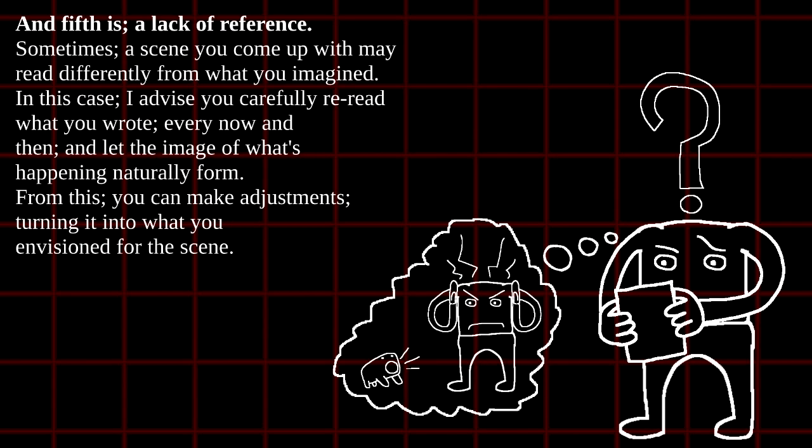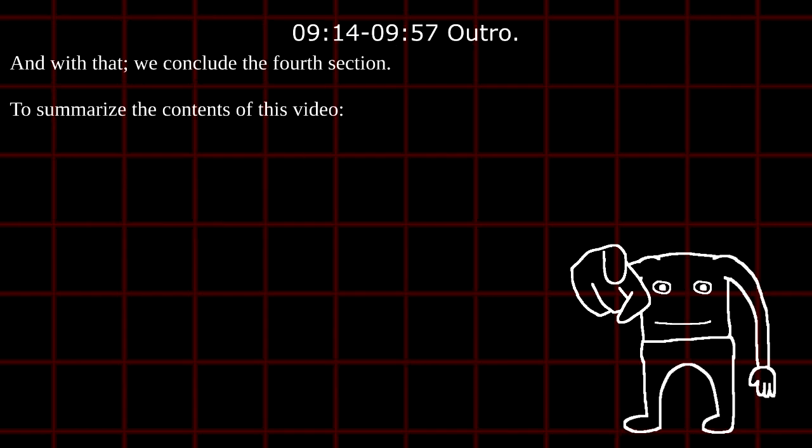And fifth is a lack of reference. Sometimes a scene you come up with may read differently from what you imagined. In this case, I advise you carefully reread what you wrote every now and then and let the image of what's happening naturally take form. From this, you can make adjustments, turning it into whatever you envisioned for the scene. And with that, we conclude the fourth section.